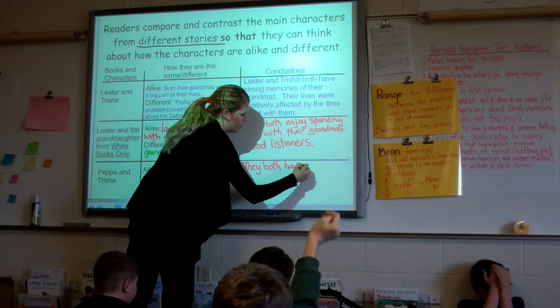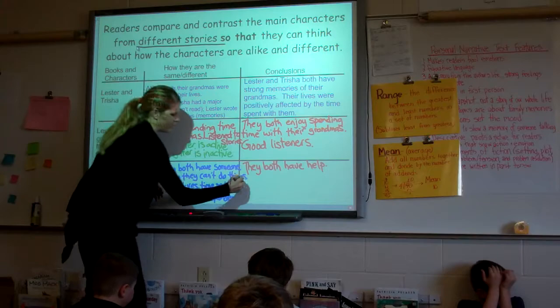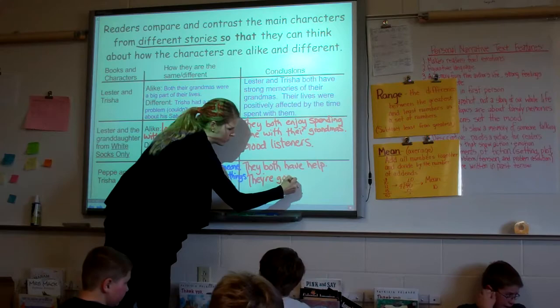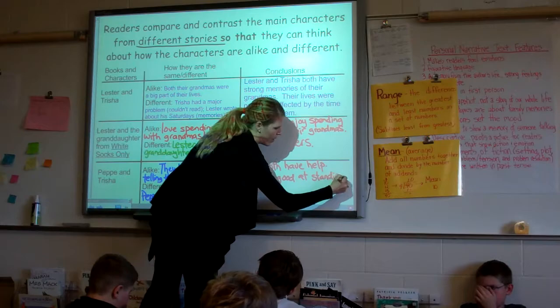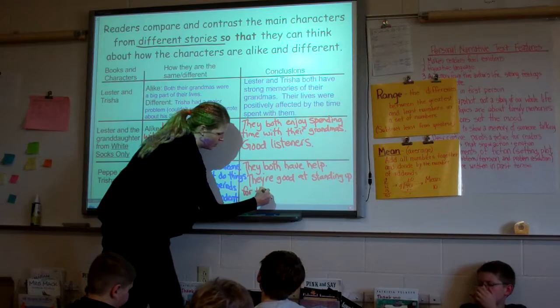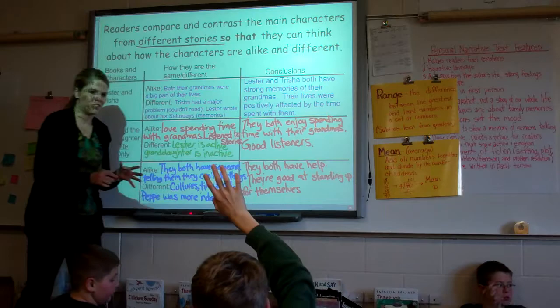Sam? Well, I think that they're good at standing up for themselves. Like, but I think for, I don't remember the name, but one of them, Pepe, his dad finally tells them to. Yeah, so they're good at standing up for themselves. Would you guys all agree with Sam? I think that's a good point, too. I mean, Trisha learned, at first she was a little shy, but she learned that.